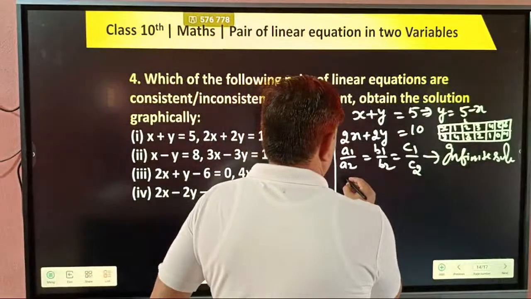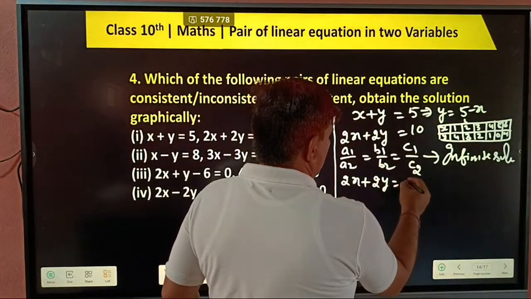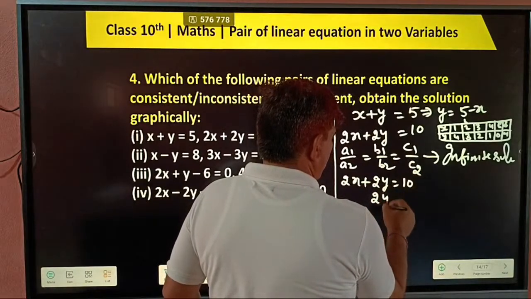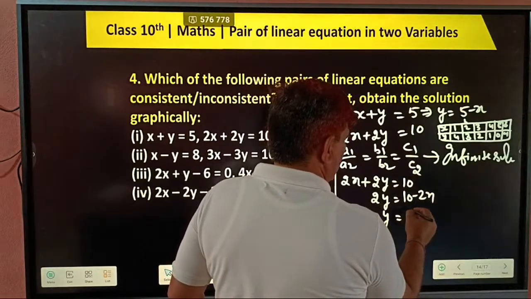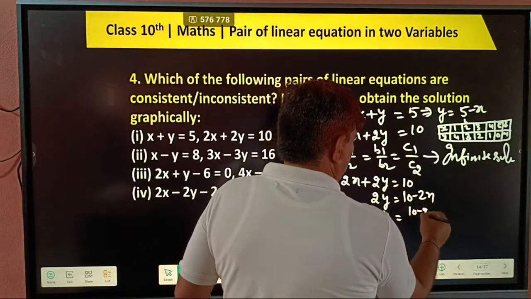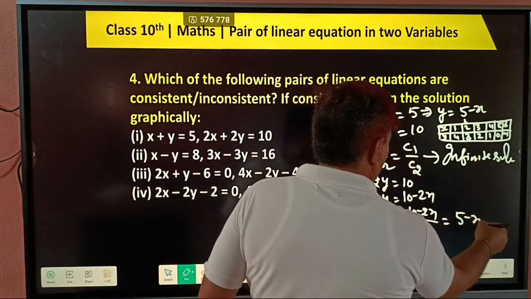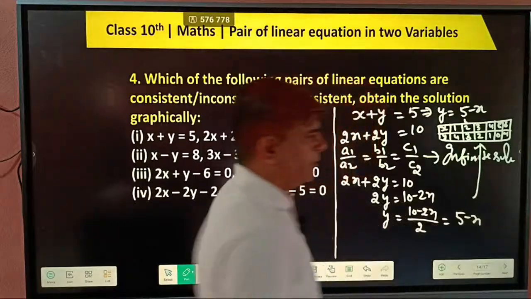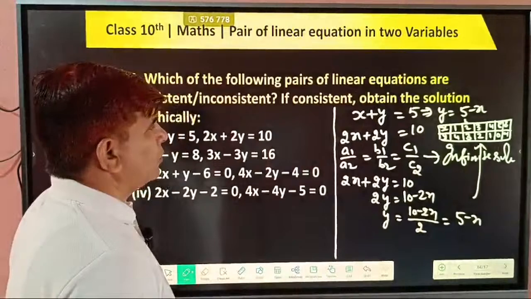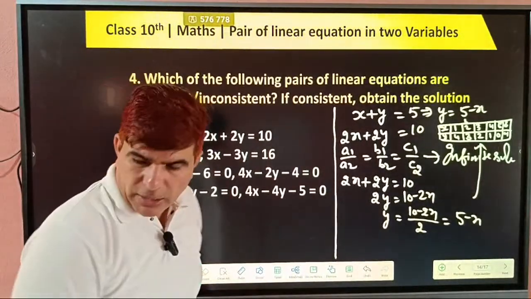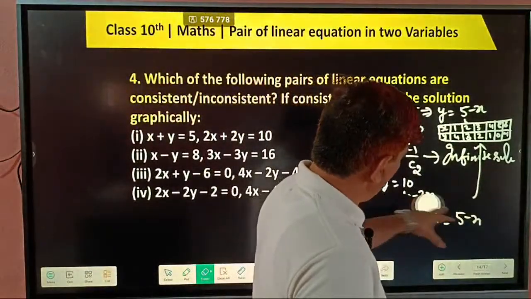Here also 2x plus 2y is equal to 10. So 2y is equal to 10 minus 2x, y equal to 10 minus 2x by 2, which means 5 minus x. So the tables of both are the same. Now what can you do? You can draw the graph of it. Easily you can draw both lines, one line lying upon the other.